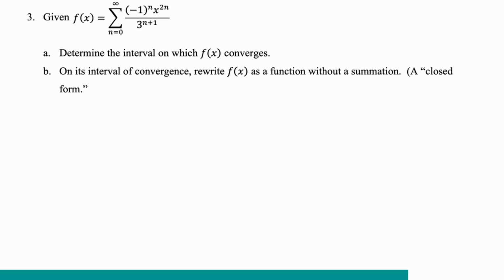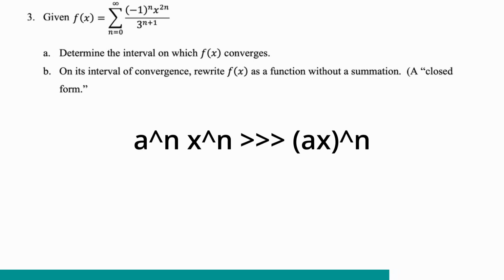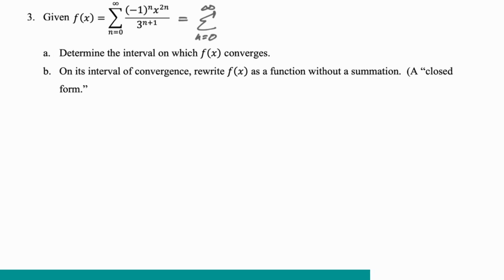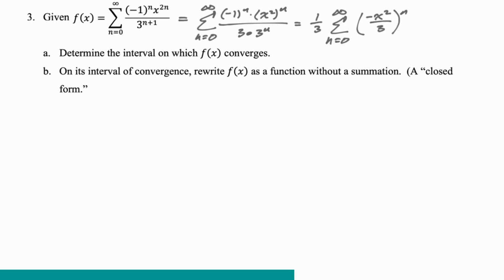I don't like any product to a power when I'm dealing with these. So I'm just going to rewrite this thing as first negative 1 to the n, and then x squared to the n, and then the denominator is 3 times 3 to the n, because I'm trying to make it so that I have one thing to the nth power. That is basically my goal with this. I'm going to rewrite this again a little bit.